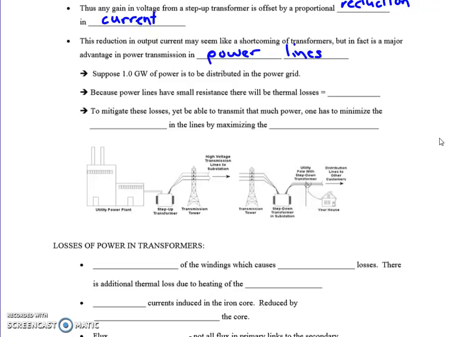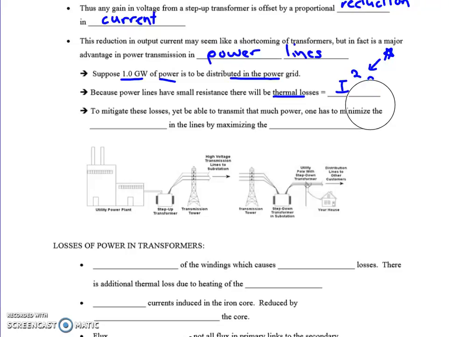Okay, so like we discussed before, suppose we need 1 gigawatt of power distributed in the power grid. Power lines have a small resistance because of their length, and that will give us thermal losses equal to I squared times R. That's important to remember. That's actually in the IB reference tables, the thermal losses. I'm sorry, not I2, but I squared times R.